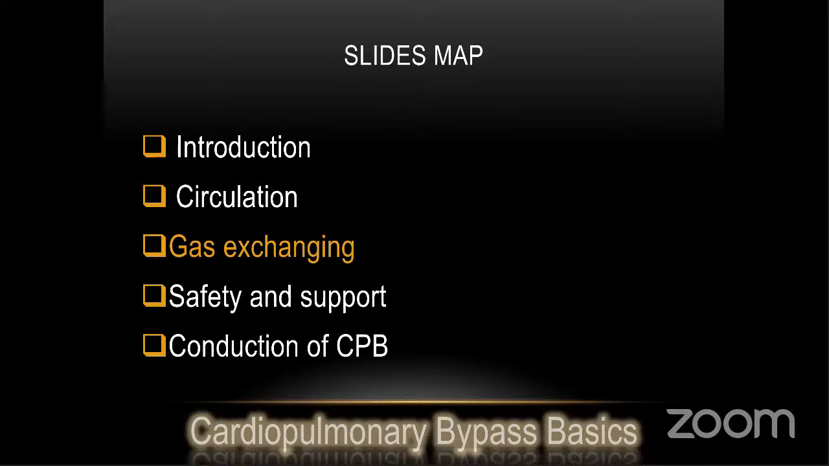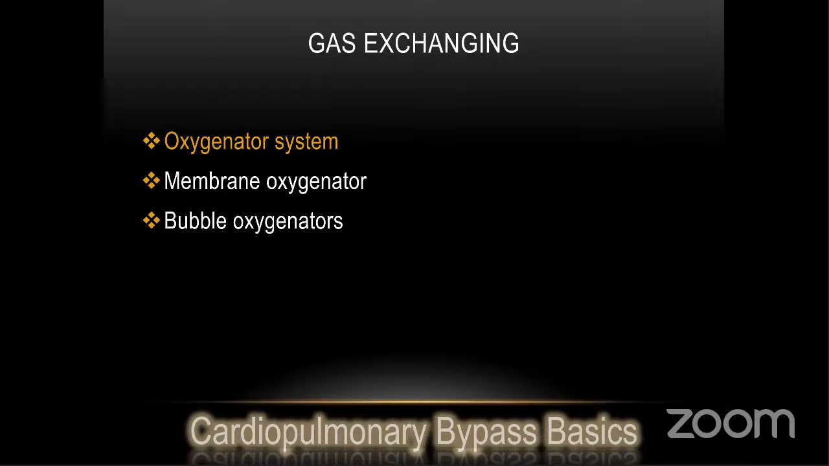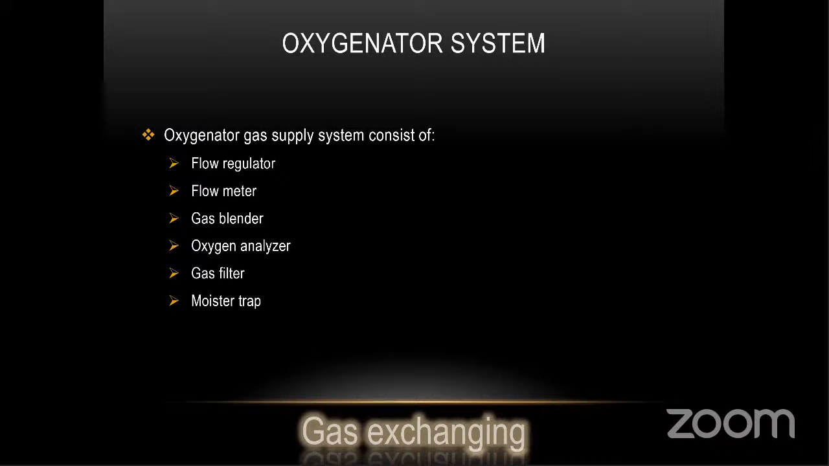So now we'll move to the gas exchanging, or artificial lungs, of the machine. The oxygenator system contains one of two types of oxygenators: membrane or bubble oxygenators. The oxygenator gas supply system consists of the oxygenator, flow regulator, flow meter, gas blender, oxygen analyzer, gas filter, and moisture trap.